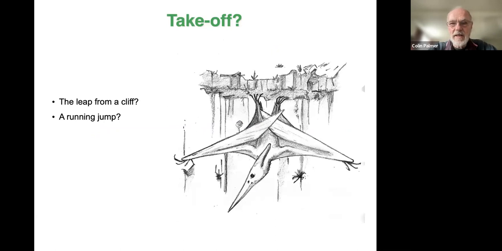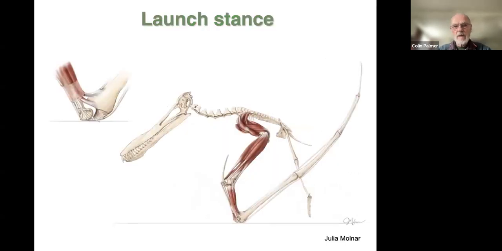They suggested that they lived on cliffs, the equivalent of the trees-down theory, and that they leapt off a cliff. Or they did some sort of running jump, but they were a bit vague about it, really. But that was the idea, that you lived on a cliff. Much more recently, Mike Habib and Julia Molnar and others have come up with this idea of a quadrupedal launch.